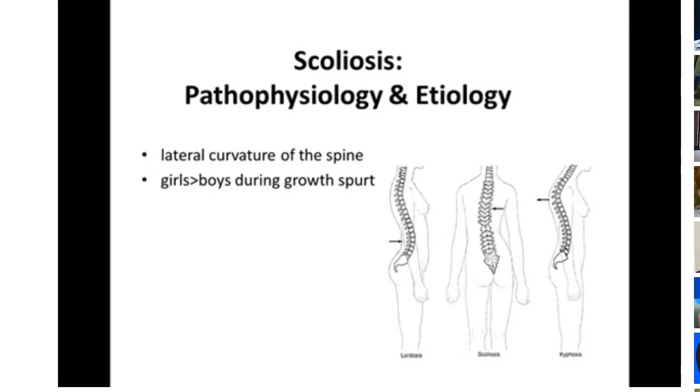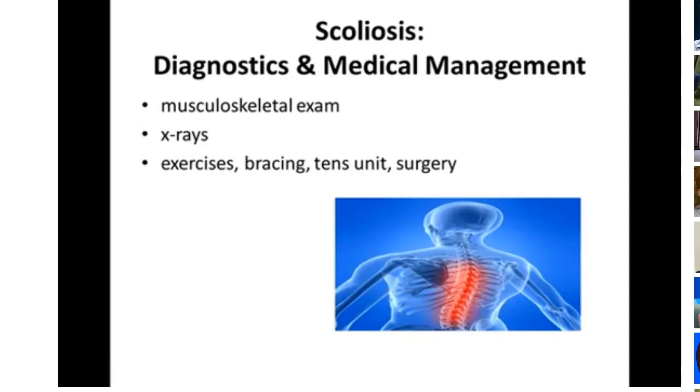This disorder occurs more often in girls than in boys. The type of scoliosis we'll discuss here in this lecture is the form that appears during adolescence, and actually that's the type that's the most common. The diagnosis of this disorder will first be based on a musculoskeletal exam and x-rays that will show the lateral curvature of the spine. Medical management will depend upon the degree of the curve, the age of the child at the time of diagnosis, and the expected amount of future growth for that child.